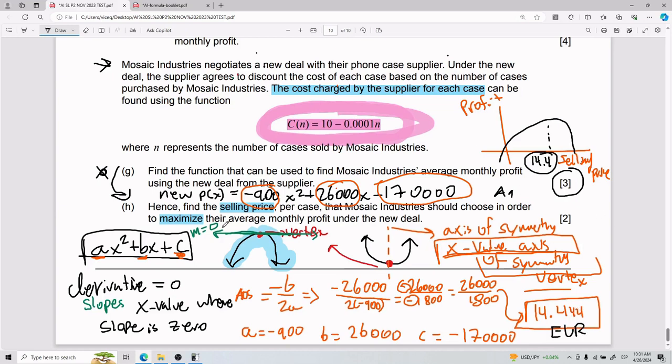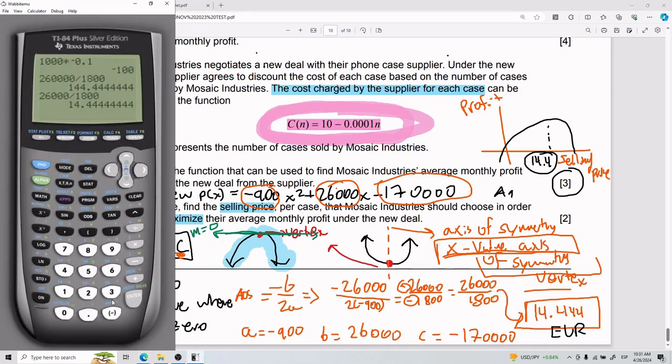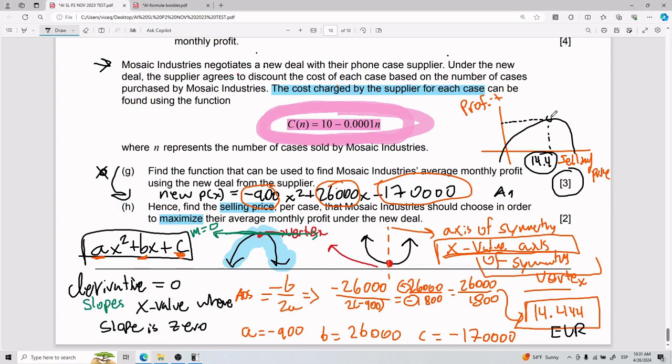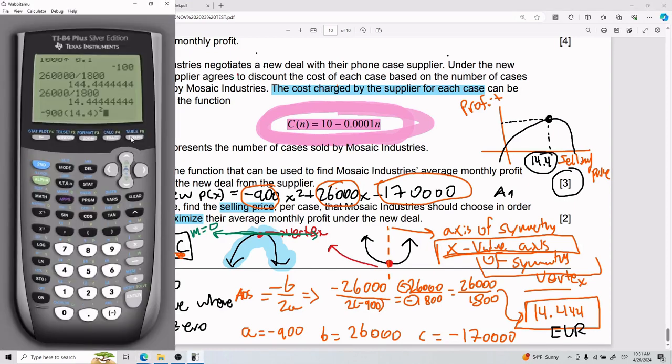If they were asking, okay, and at this price, what is the profit? You would have to plug in, and this is just to have a complete image of the exercise. If they were asking what is the maximum profit that they get, you need to plug in this 14.4 back into your equation, okay? And why do you have to do that? Because that gives you the y value, and so that would give you the vertex. That would give you the maximum.